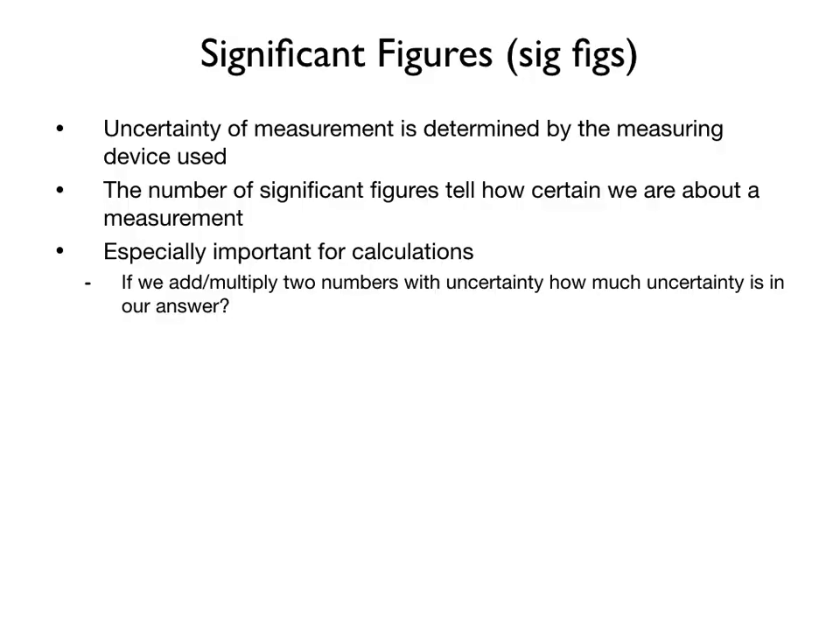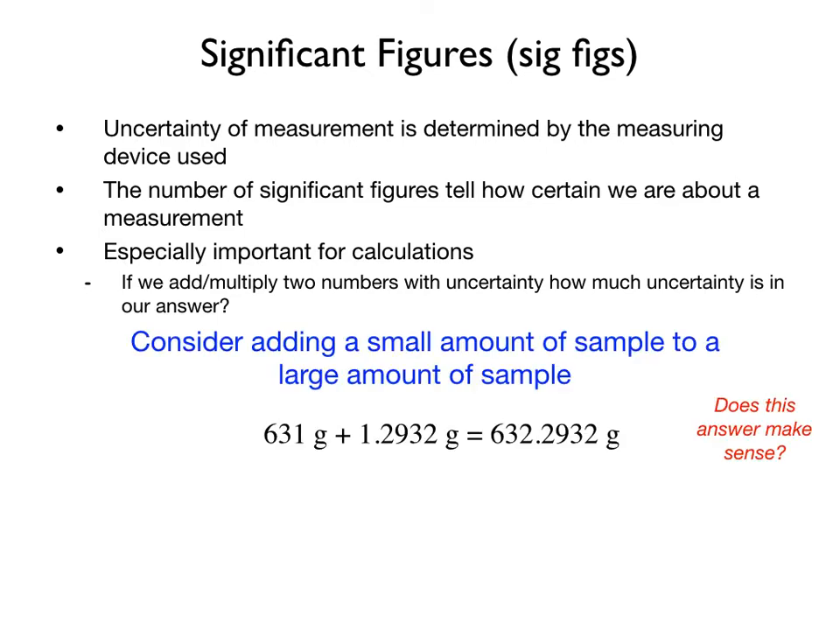So when we talk about our sig figs, they're going to tell us about the uncertainty of a measurement, and the number of significant figures within a particular measurement tells us how certain we are about the measurement. This is especially important for calculations. What happens if we combine two measurements that each have uncertainty? How is that uncertainty propagated to our final answer? So let's look at a couple examples of this.